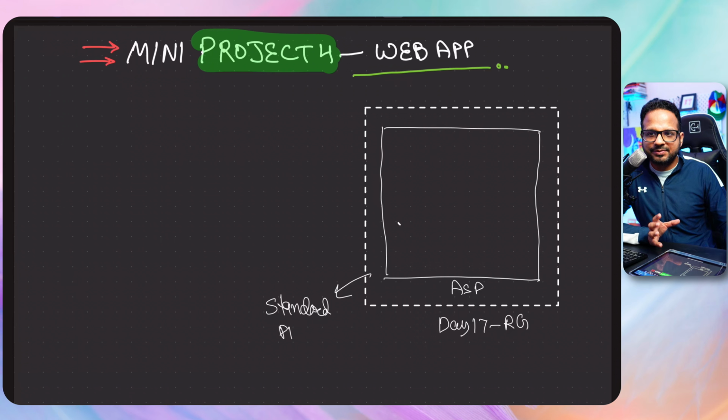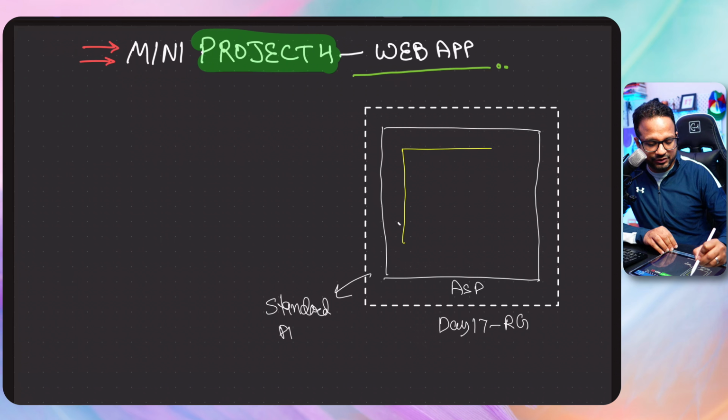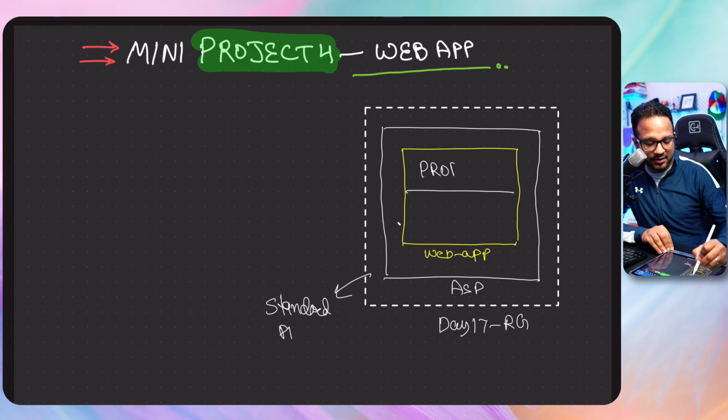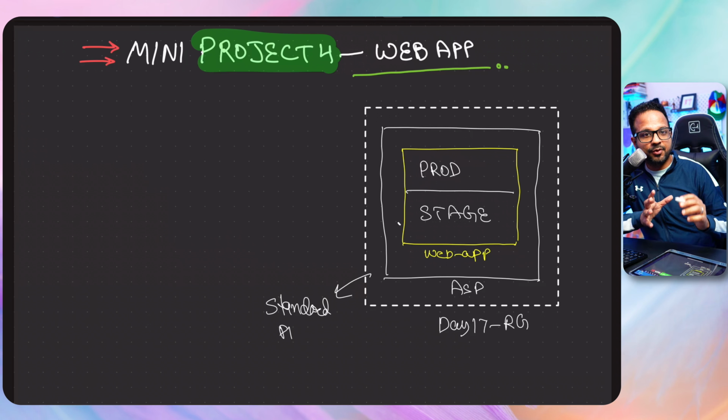Okay, so that's the app service plan, and inside that we'll create our app service or Azure Web App, in which we'll be deploying our application. So let's call it Web App. Now it will have two deployment slots, one that it comes with by default. So let's call it prod, and we'll create another slot to do the deployment. So let's call it stage.